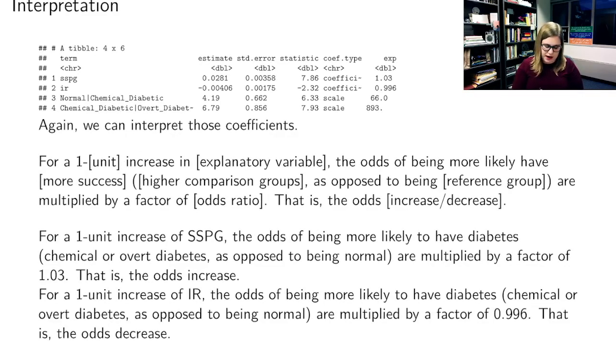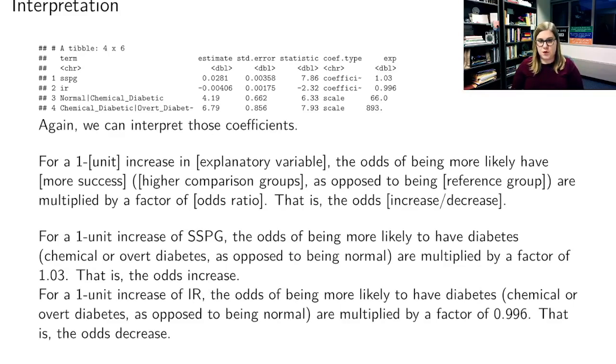So at the top here, I have just used the broom package to tidy up my model. So now I have all my estimates in a column, all my standard errors, all my t-statistics, I have my coefficient type, and then here I've exponentiated all my coefficients. So these are odds ratios. And again, we have sort of a standard recipe sentence: for a 1-unit increase in the explanatory variable, the odds of being more likely to have more success, that is the higher comparison groups as opposed to the reference group, are multiplied by a factor of the odds ratio. And again, the odds increase or decrease.